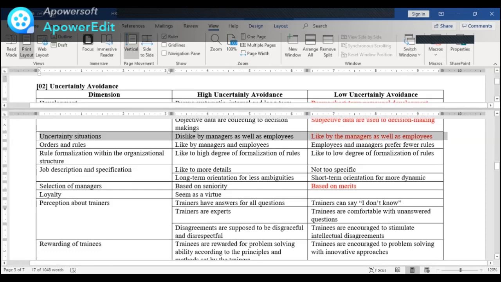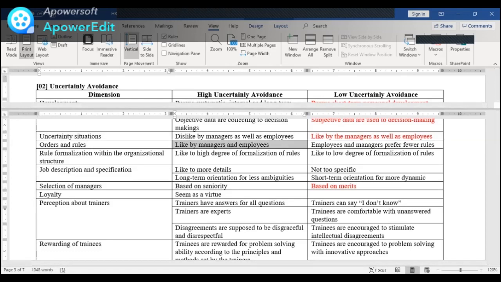Then orders and rules. In high uncertainty avoidance culture, managers and employees like orders and rules. Why? To reduce uncertainty. However, in low uncertainty avoidance culture, employees and managers prefer fewer rules. They do not like orders and rules.